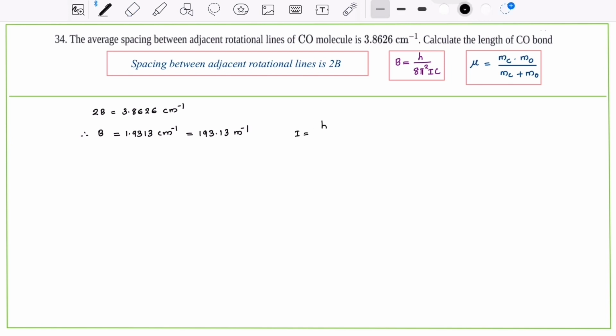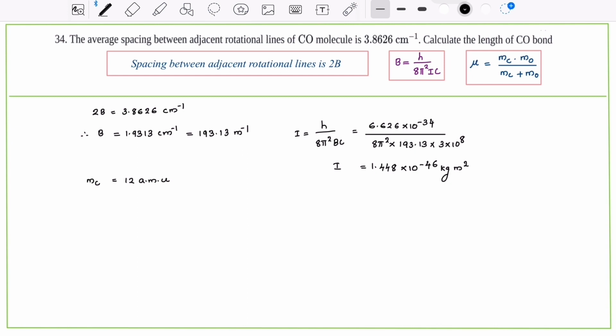Now let us calculate the moment of inertia. I is equal to h by 8 pi square Bc. That is equal to 6.626 into 10 raised to minus 34 divided by 8 pi square into 193.13 into 3 into 10 raised to 8, and that is equal to 1.448 into 10 raised to minus 46 kilogram meter square. This is the moment of inertia.